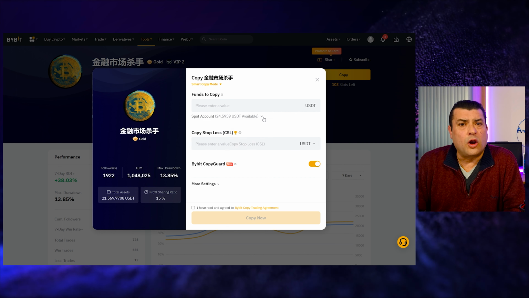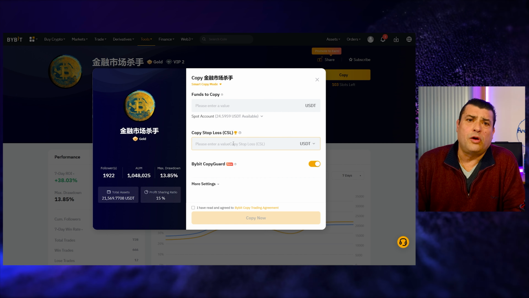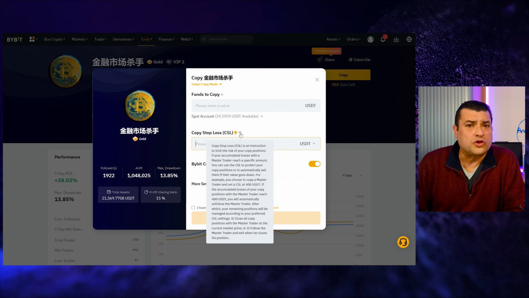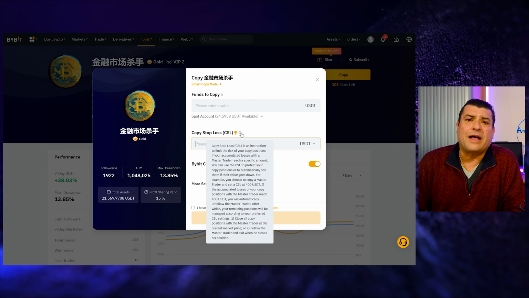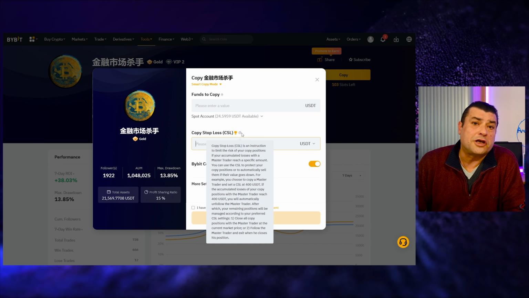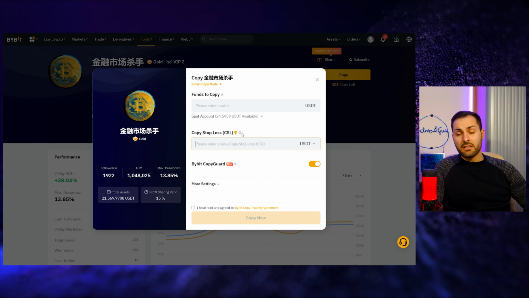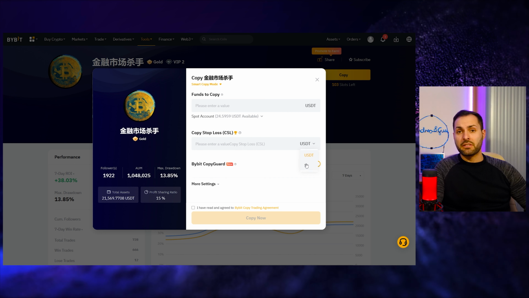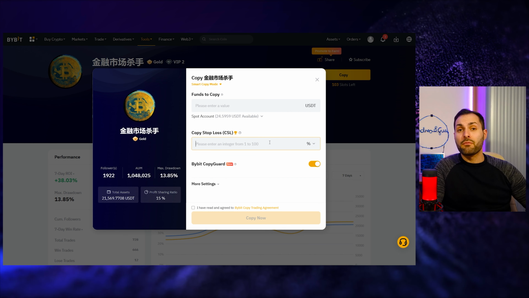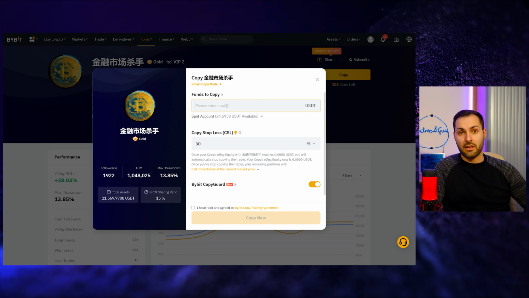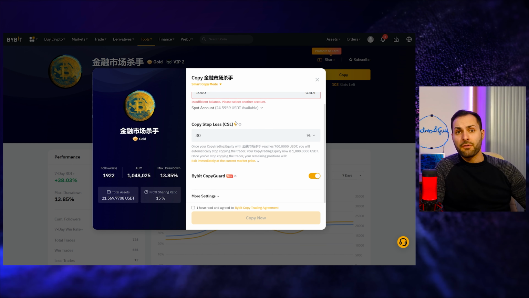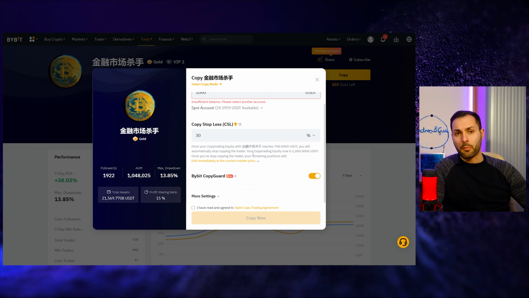Copy stop loss feature is available to lower your risk. Essentially, this feature allows you to stop copying a trader if your account balance, which you have allocated to copy this trader, reaches a certain amount of loss. This can be automated by selecting a percentage at which you would like to stop copying the trader. For instance, if you have put in $1,000 and you've selected 30% as the stop loss percentage, then if you lose $300, you will stop copying the trader.